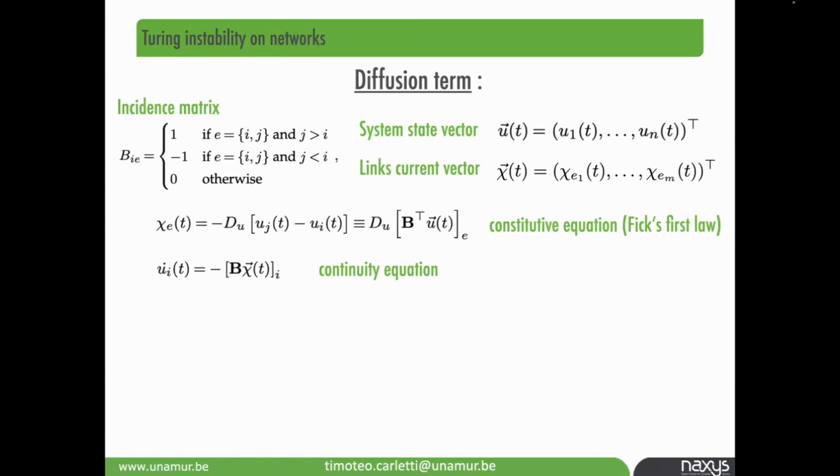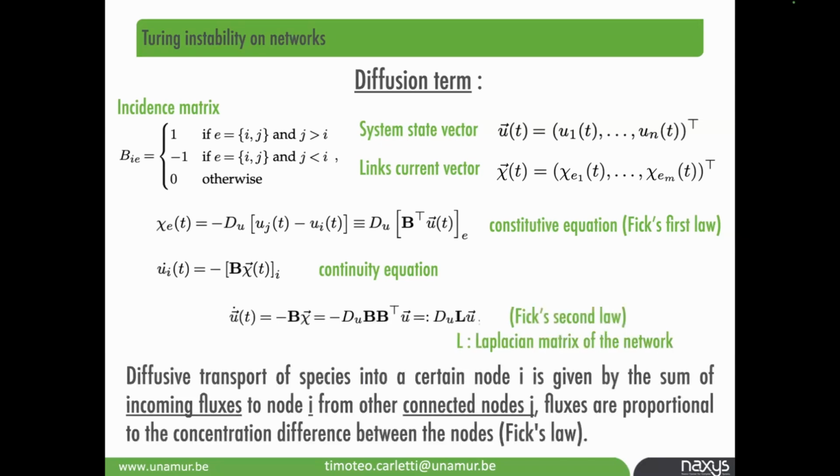The evolution of u at node i, without a reaction, only because of diffusion, is the sum of incoming and outgoing current at node i. So this is the divergence in some sense. This is the gradient, and this is the divergence. And if you put together the two equations, you end up with the matrix BB transpose, which is nothing but the Laplacian.